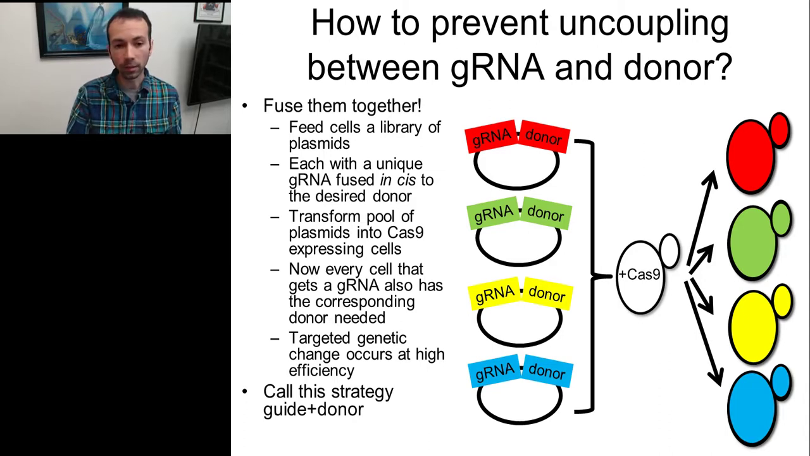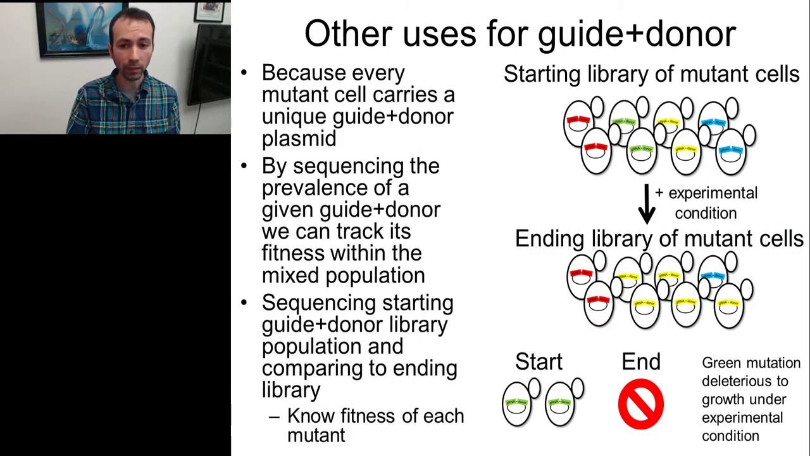In addition, what are other uses for the guide plus donor? Because every single mutant cell line carries a unique guide plus donor plasmid, by sequencing the prevalence of a given guide plus donor within the cell population, you can track its fitness. Imagine you have a starting population of cells where 2 of them have red guide plus donors, 2 have green, 2 have yellow, and 2 have blue. You then subject that mixture to your experimental condition, and you get out the library at the end. In this case, you have 2 reds, 5 yellows, and 1 blue. By sequencing your starting library and your ending library, you can understand what each of the mutations did for fitness.